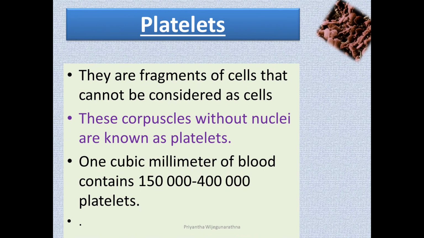Children, you learned about two kinds of corpuscles, red blood cells and white blood cells. The third kind of corpuscle is not a kind of cell. Platelets are fragments of cells. They cannot be considered cells because they have no nucleus and cytoplasm. They are fragments. The platelets are very important for blood clotting.